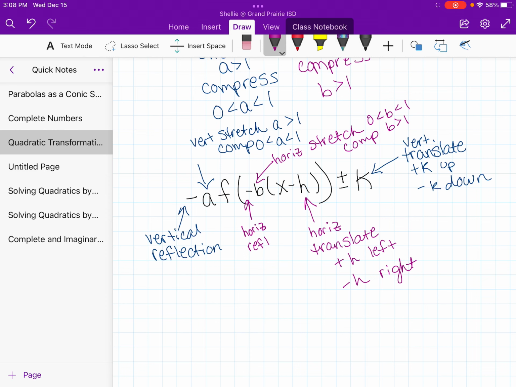So take a minute and get that written down, and then let's do some practice so we can see how this notation works in practice, in problems and graphs and equations. Okay? That's it.